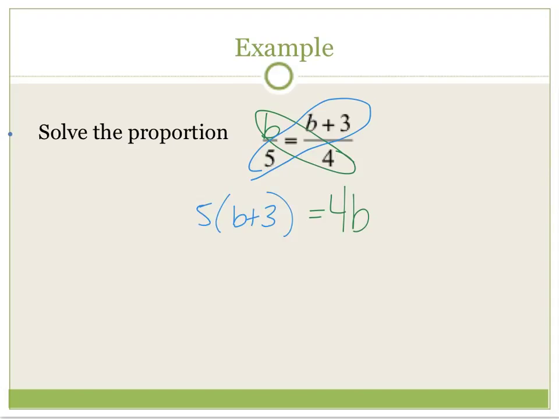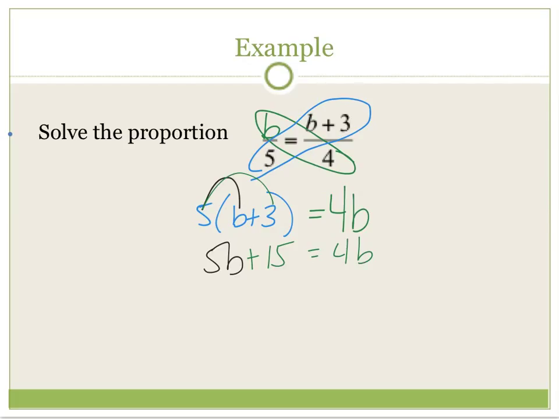And of course, we don't know what b is, so we can't solve that. But we can use the distributive property. 5 times b is 5b. 5 times 3 is 15. And of course, you have the 4b on the right. Now go ahead and solve this.